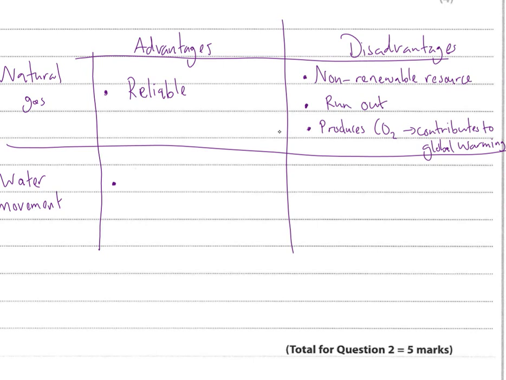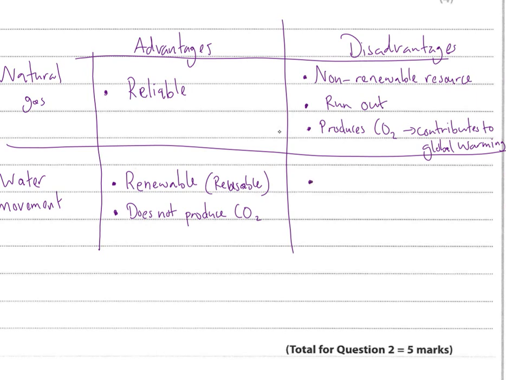Water movement. The advantage of water movement is that it is water, so it is renewable. It's always like the rain cycle. It rains, water is there, and so on and so forth. So it is renewable, so we can use it again and again. It is reusable. Now, the advantage of it is that it does not produce CO2. That's what's good about it.